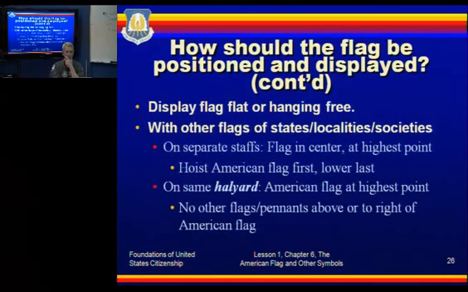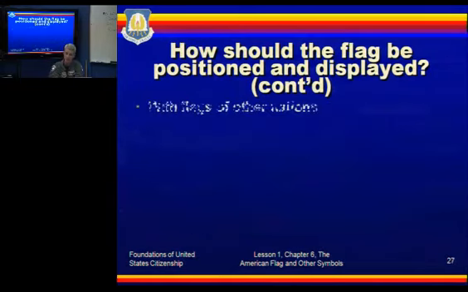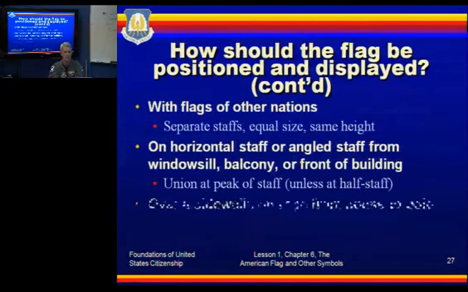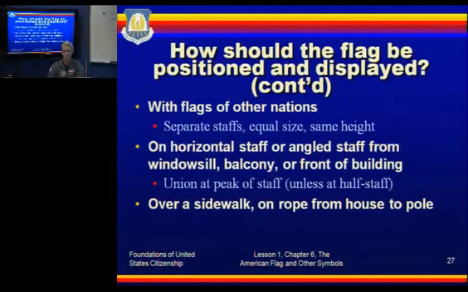When you display a flag, it says displaying a flag flat or hanging free. You never hang it with a curve. It's got to be straight and flat up against there. And when you're dealing with international situations, can anybody think of a situation here in Prescott where we'd be dealing with flags of other nations?